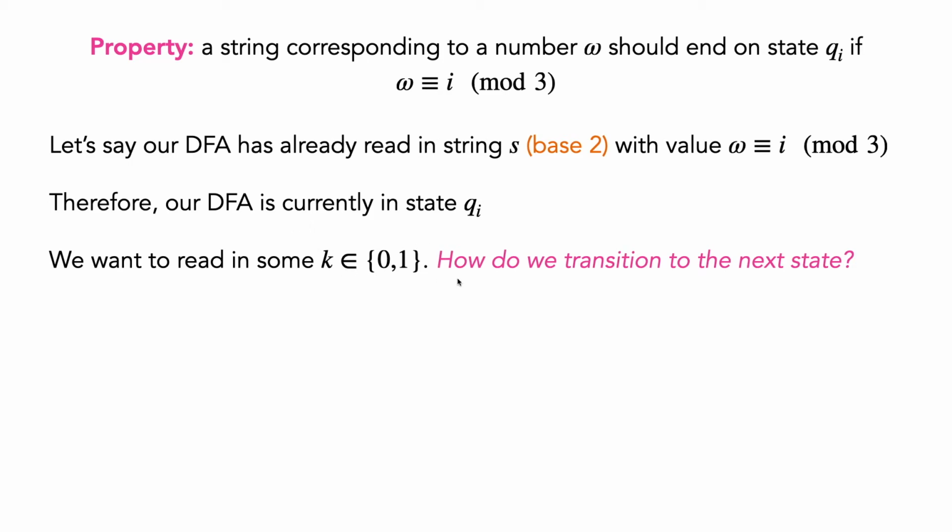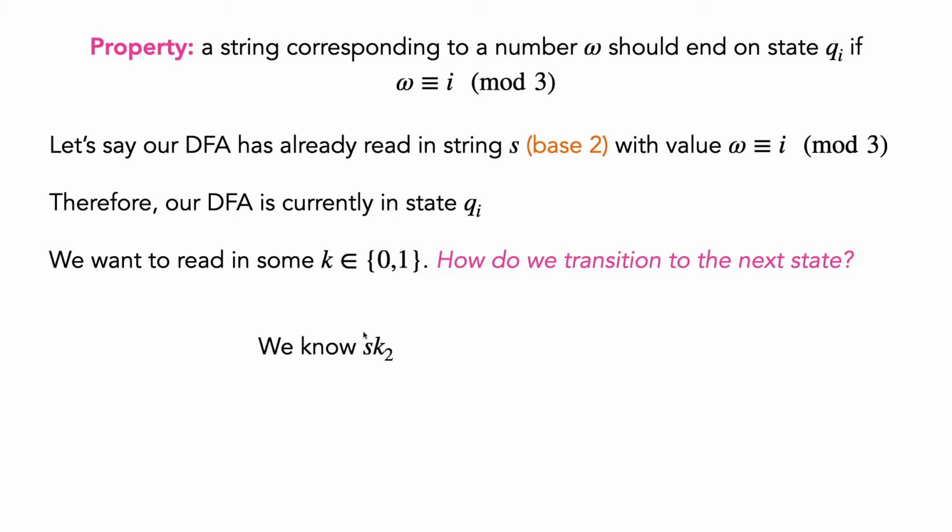And the question we want to ask is, how do we transition to the next state, given a state q_i and some character k that we're reading in? To answer this, we should look back to the previous slide where we took a look at what exactly the specific steps are that we need to get from 1101 to 11011.